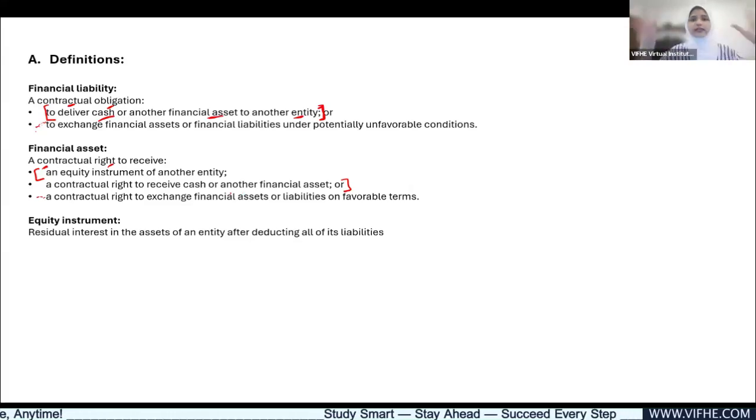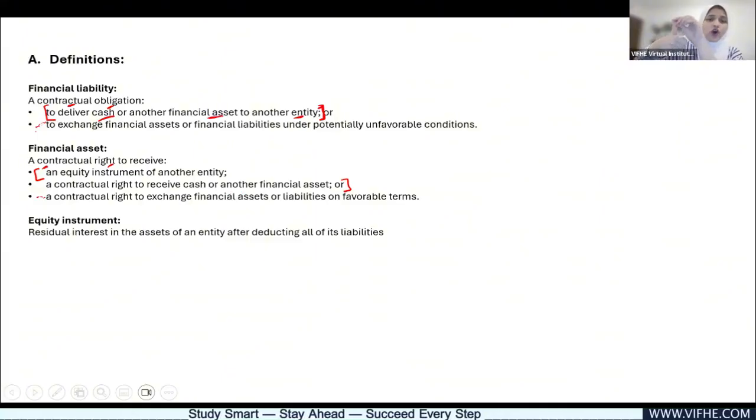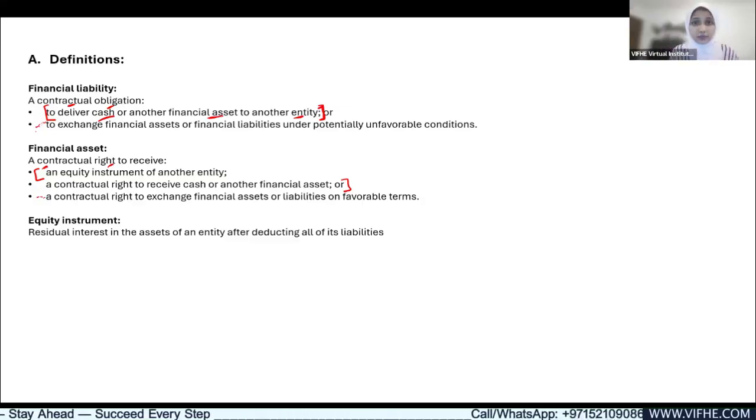Anyway, again, just a quick revision. Financial liability: a contractual obligation to pay cash or give another financial asset. Okay. For a financial asset: a contractual right to receive cash, an equity instrument, or another financial asset. It's very simple, actually. Okay.